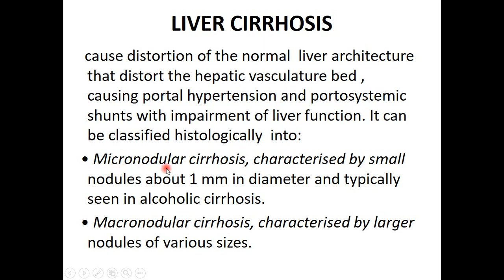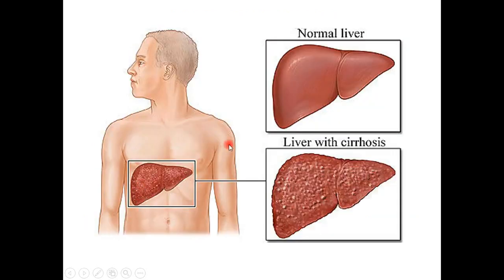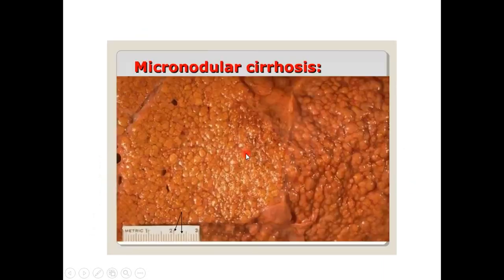So micronodular cirrhosis occurs in alcoholic liver cirrhosis, while macronodular may occur in other conditions, for example, chronic hepatitis, chronic viral hepatitis. This is a normal liver architecture with the right lobe, and this is the left lobe, and this is the falciform ligament. This is a cirrhotic liver with nodular liver. Very obviously it is nodular.